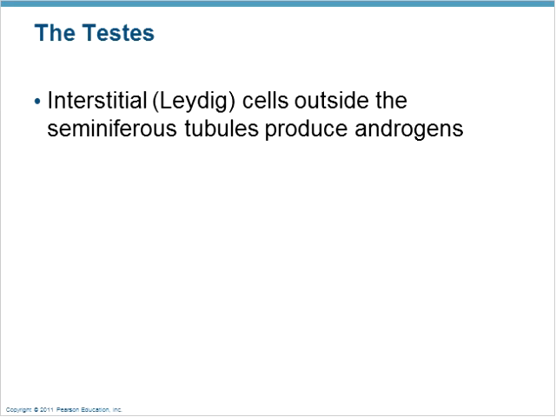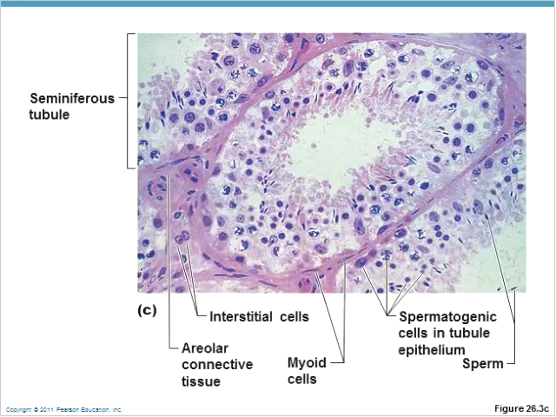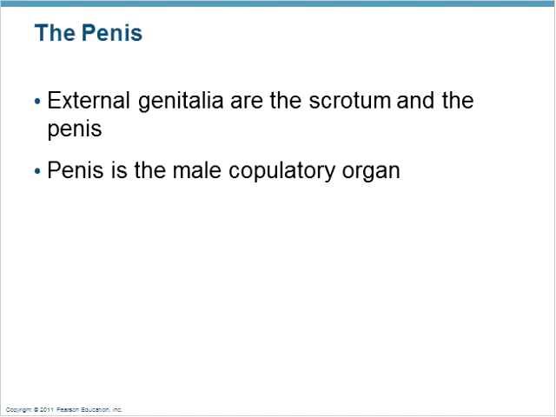The interstitial cells outside the seminiferous tubules actually produce the androgens, in this case testosterone. And there's the seminiferous tubules, the interstitial cells, the spermatic cells, the tubule epithelium, and you get a nice feel for what we're talking about. And there you can see the sperm as they're being developed.